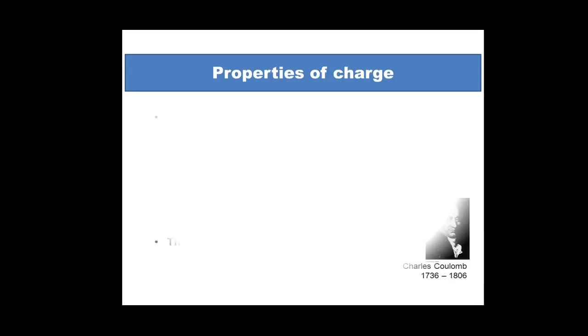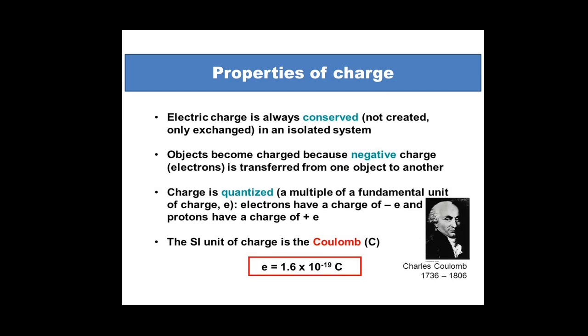So now we have come to the properties of charge. According to the principle of conservation of charge, the charges are neither created nor destroyed. They are only transferred from one body to another. It means they are always conserved in an isolated system. Similarly, according to the principle of quantization of electric charge, all the free charges are integral multiples of a basic predefined unit, which we denote by e.